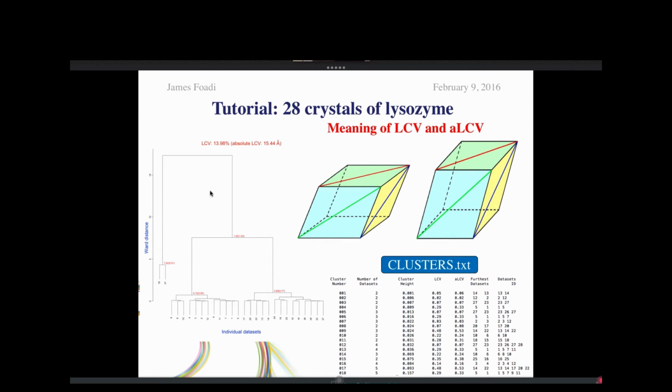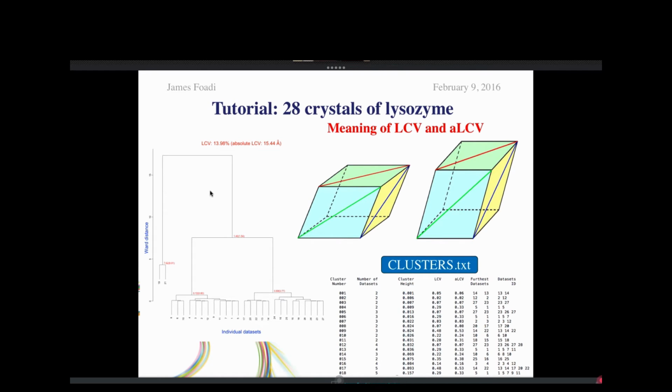It is called absolute linear cell variation, or ALCV in short, and its meaning can be understood by looking at the top right drawing, where two different unit cells are displayed. A diagonal is calculated on each of the three main faces, along with its variation across all crystals analyzed. The largest of these variations in angstrom is the absolute linear cell variation. Its relative counterpart in percentage is called linear cell variation, or LCV.